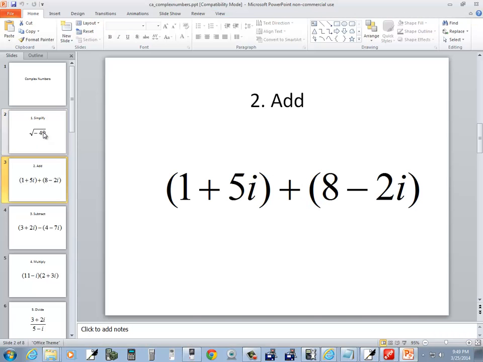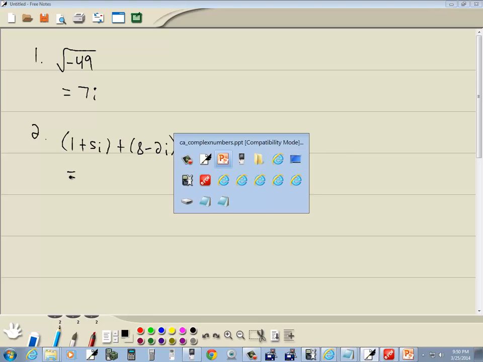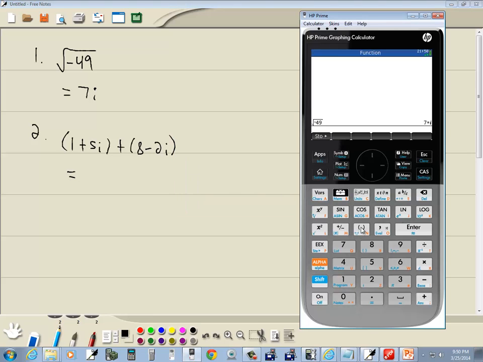Okay, let's look at our next one. We've got 1 plus 5i plus 8 minus 2i. We're going to type it in as we see it on a lot of these problems. So I'll choose my parentheses here, and then I'll do 1 plus 5. Now to get the I, you see the 2 here in blue is the I. So we do shift 2, and that'll put our I on there. I do my right arrow key to get out of the parentheses, plus, I'll push my parentheses again, 8 minus 2, and then shift 2 for the I, and then press enter. That gives us 9 plus 3i as our answer.